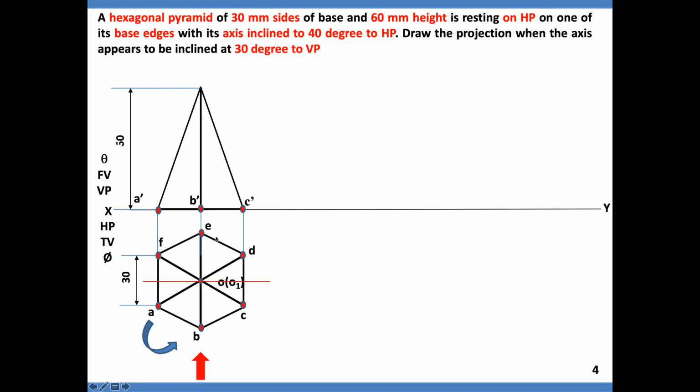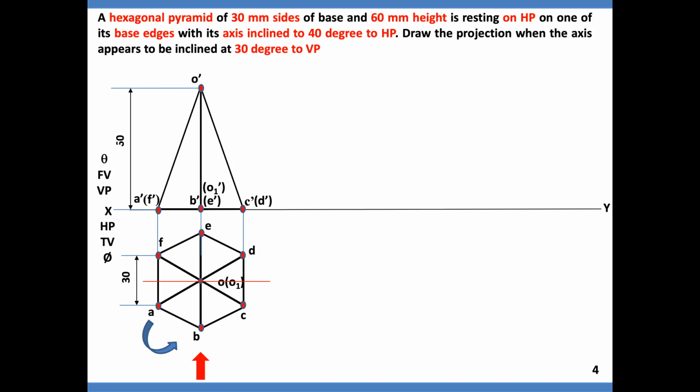But 3 more letters are there: D dash, E dash, F dash. They all come in brackets because they are behind the observer. Then O dash, O1 dash. The front view has been drawn.